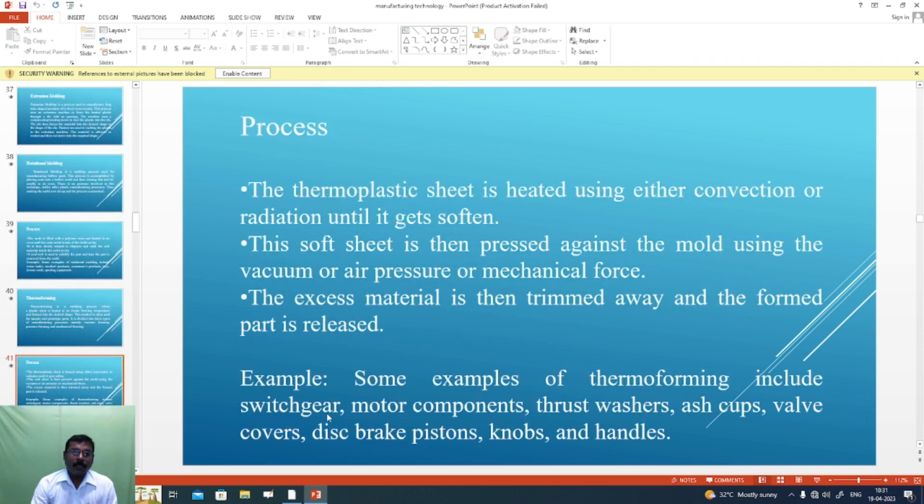In the process, the thermoplastic sheet is heated using either convection or radiation until it softens. The soft sheet is then pressed against the mold using vacuum, air pressure or mechanical force. The excess material is then trimmed away and the formed part is released. Some examples of thermoforming include motor components, truss washers, tubes, valve covers, disc brake pistons, etc.